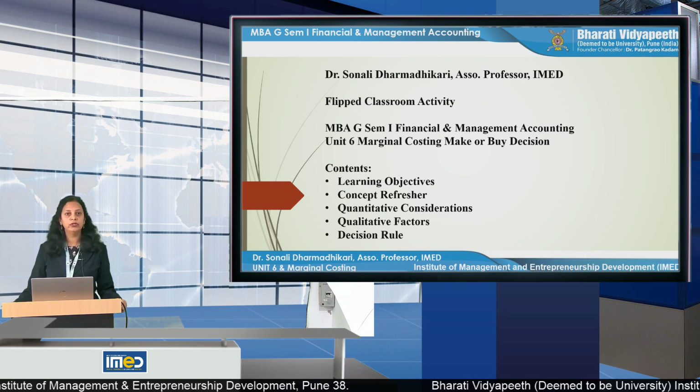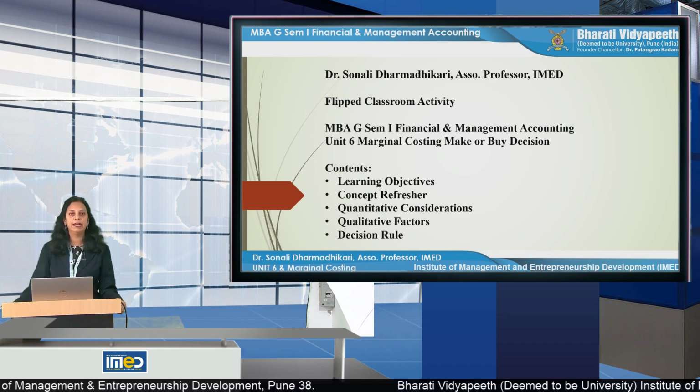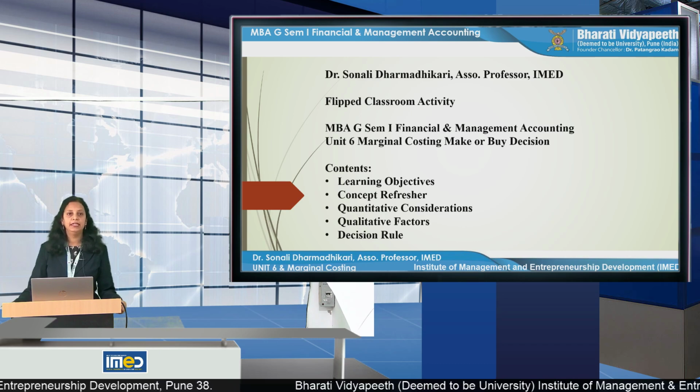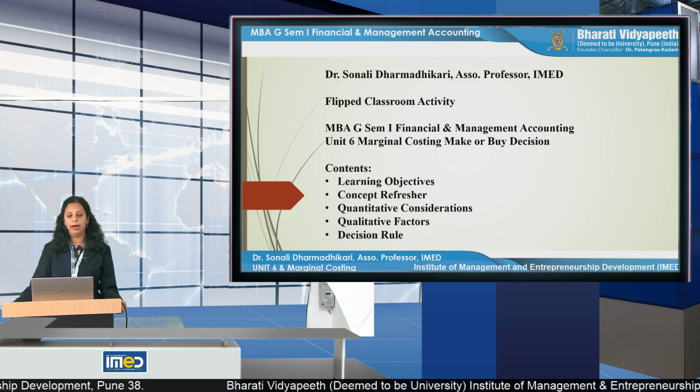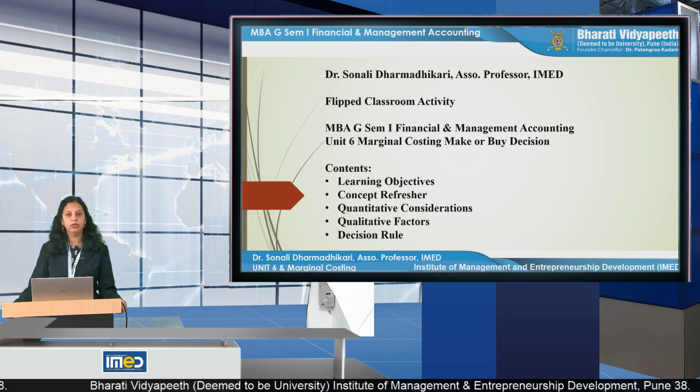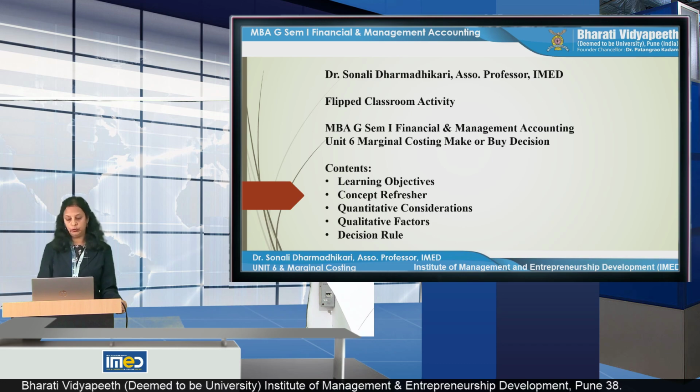We are going to see from the subject of Financial and Management Accounting, Unit 6, that is about marginal costing, and in that specifically we are going to see how to make a make or buy decision. The contents of my presentation are learning objectives, concept refresher, quantitative considerations, qualitative considerations and decision rule.